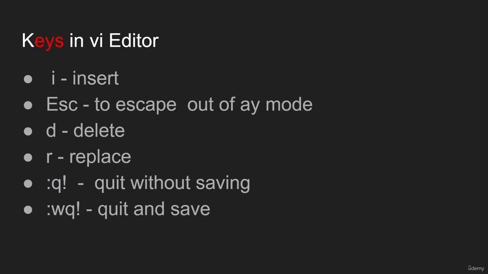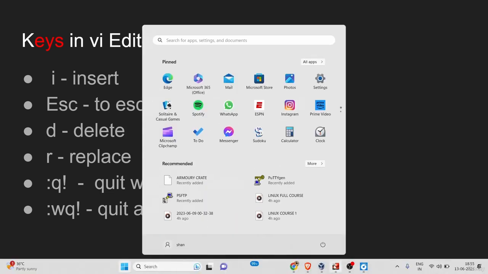So what are the common keys we use in the VI editor? There are several keys, and some of the most common are I for insert, escape, delete, replace, and some other stuff. Let me show you a demonstration of these keys one by one in my Linux system. So let's move on to my Linux system.